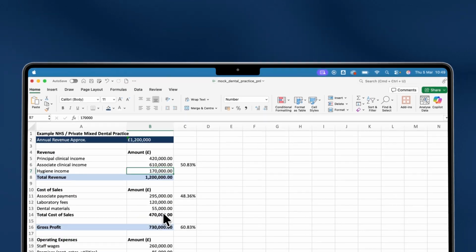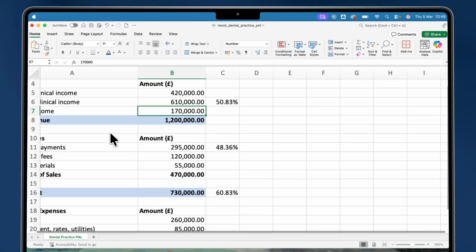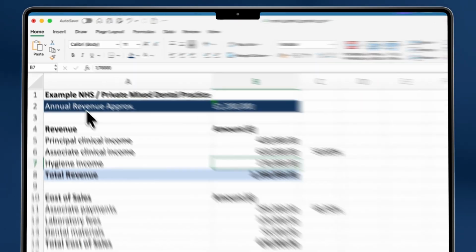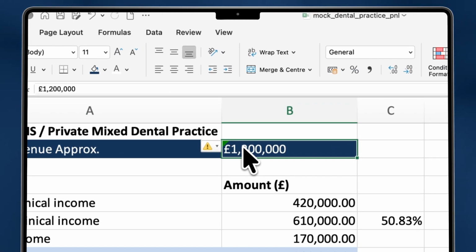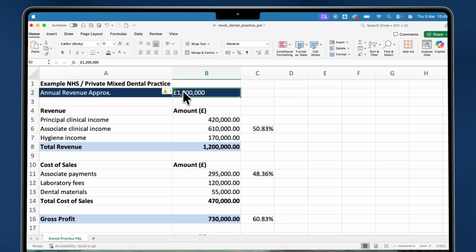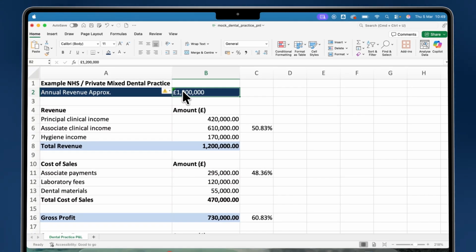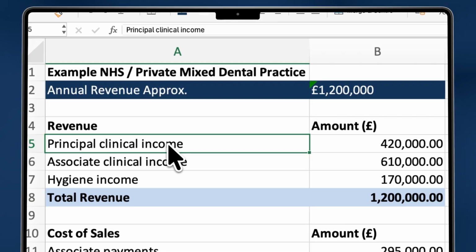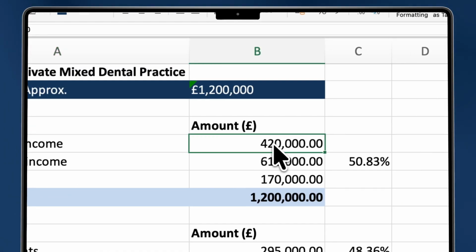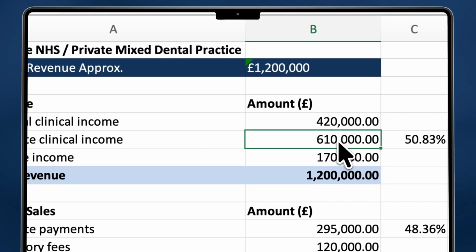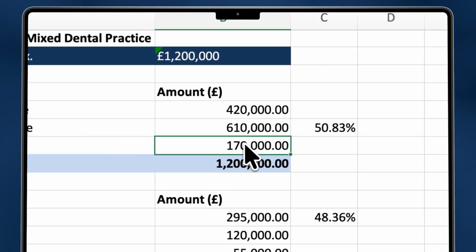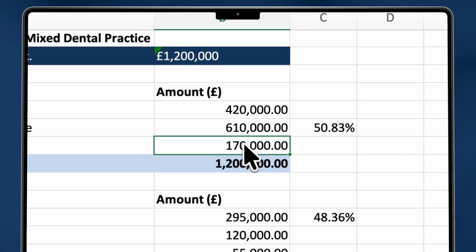Okay, let's dive straight into this profit and loss statement of an example practice. The annual revenue this practice generated was 1.2 million. As I always say, the big income revenue number doesn't tell me much. What is more important is how this is structured. In this example, the principal generated 420,000, associates are responsible for 610,000, and the hygiene part of the practice generated 170,000.